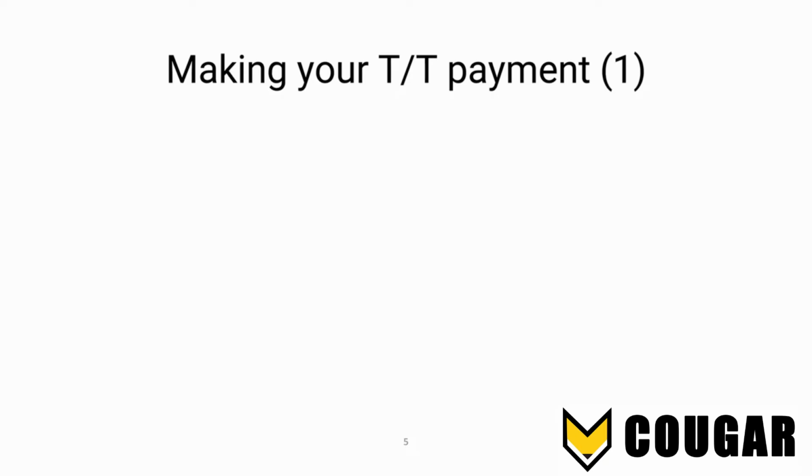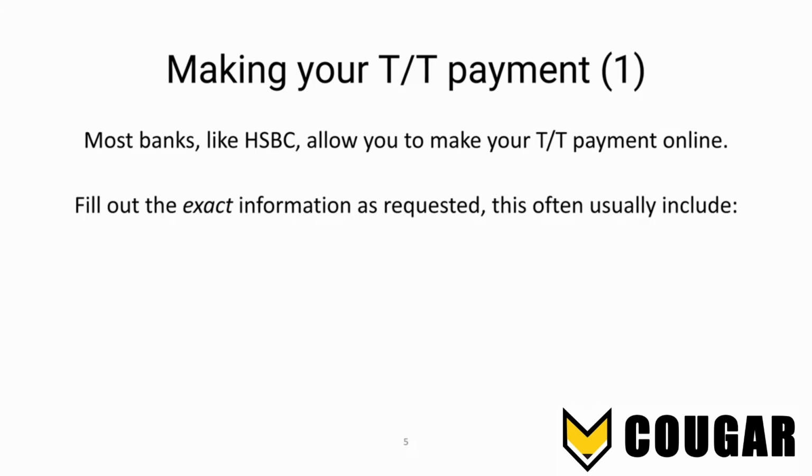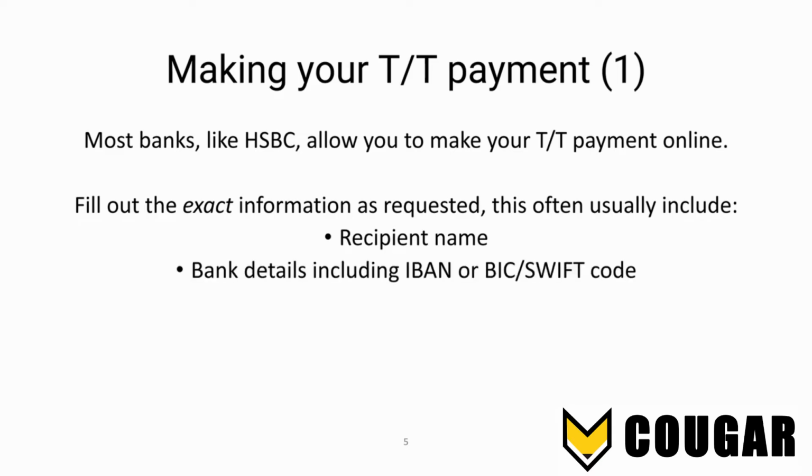So now we know what a TT payment is. How do you actually make one? Well, luckily these days most banks allow you to make them online. There'll be an online form and you need to fill it in with the exact information that they're requesting. This will usually include the recipient name, so that's your supplier, their bank details including the IBAN, BIC or SWIFT code, their address, and also their bank address. It's also going to include, of course, the amount that you're sending.